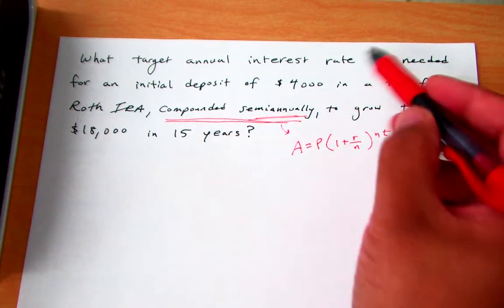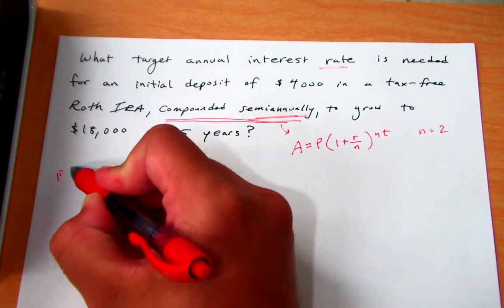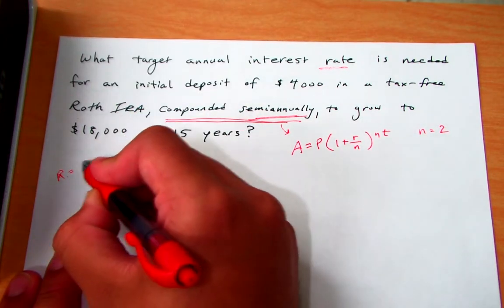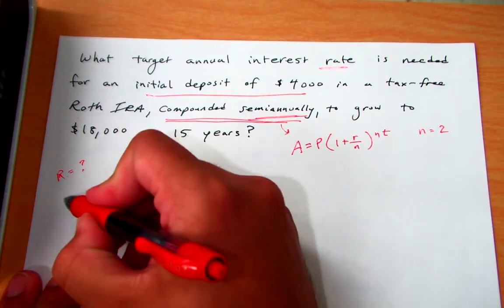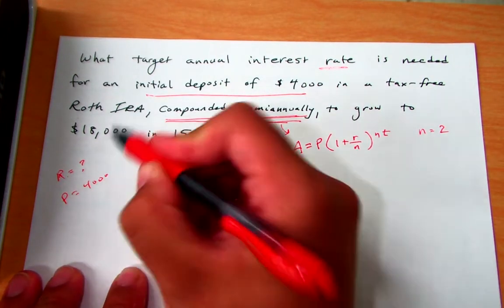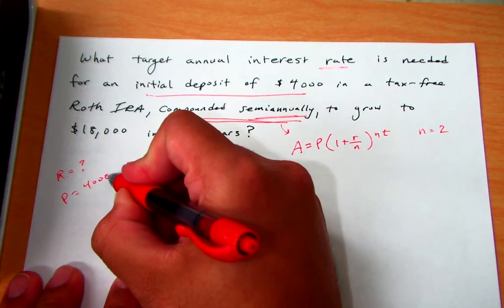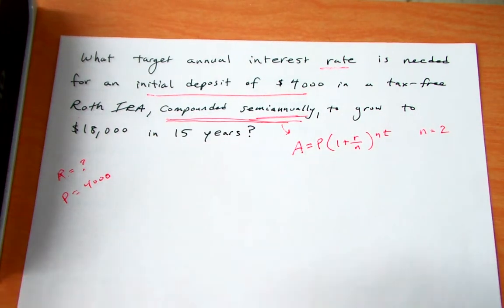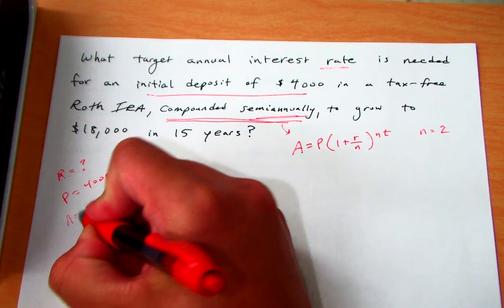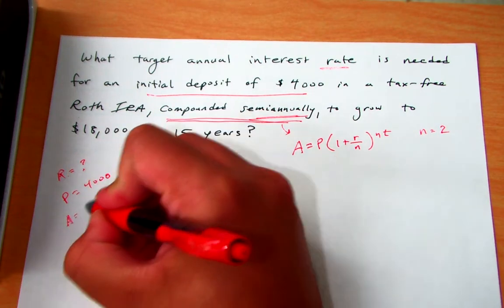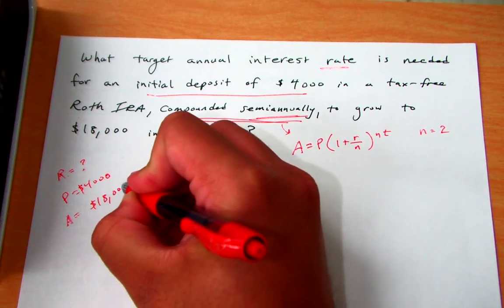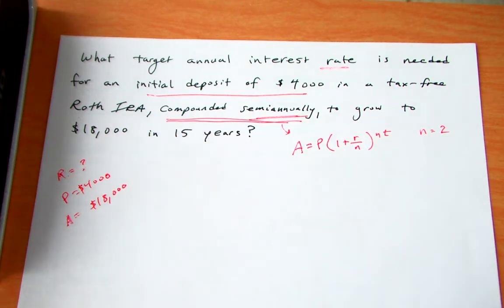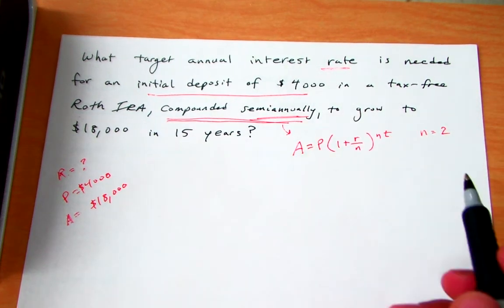So we want to achieve a certain interest rate, right? Our ultimate goal should be some sort of rate, given that our initial deposit, our present value, is going to be $4,000. And our future value, or amount, that we are able to extract is going to be $18,000. So a lot of information. Let's see if we can figure out how to actually do the math to figure out what interest rate is needed to achieve this growth.